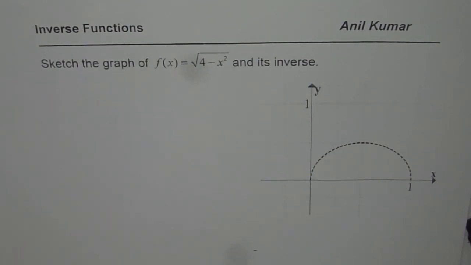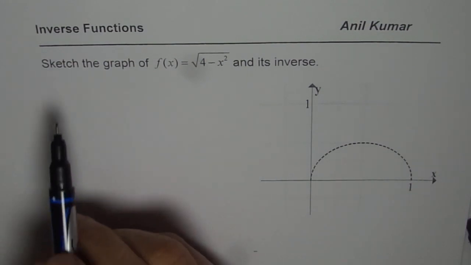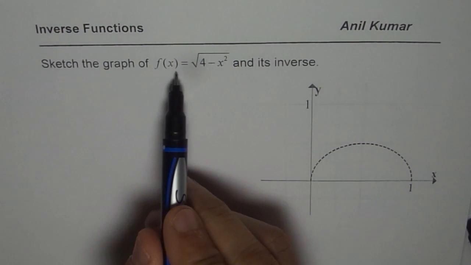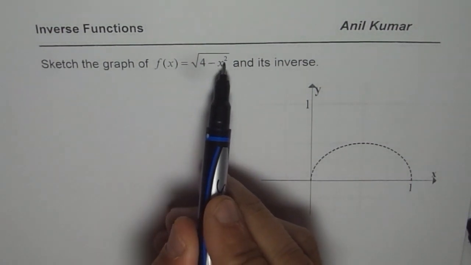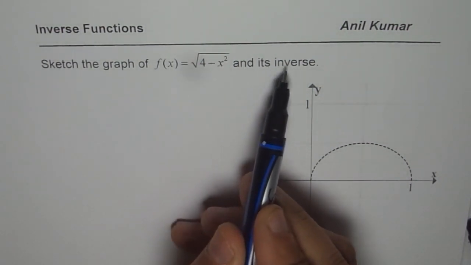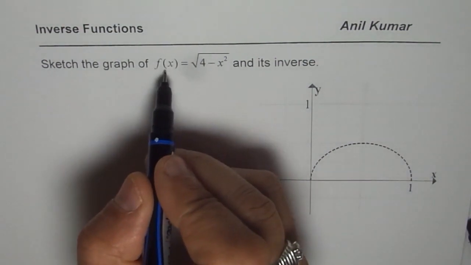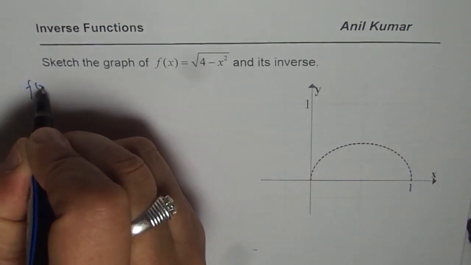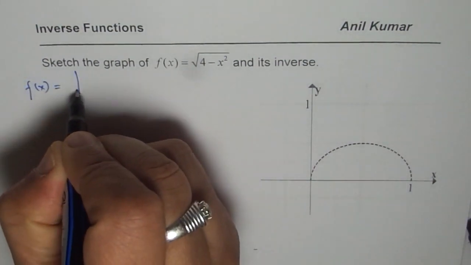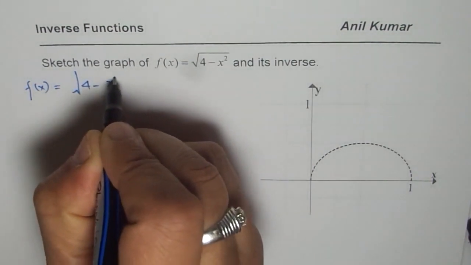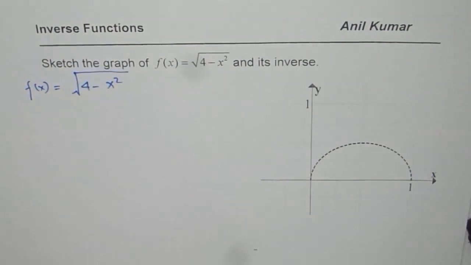I'm Anil Kumar, and in this video we will understand how to sketch the graph of the function and its inverse. I have already sketched the graph, but we will discuss in detail how to sketch it. The question here is, sketch the graph of f of x equals square root of 4 minus x square, and its inverse. So let's begin with the function itself, which is f of x equals square root of 4 minus x square. We need to sketch its graph.